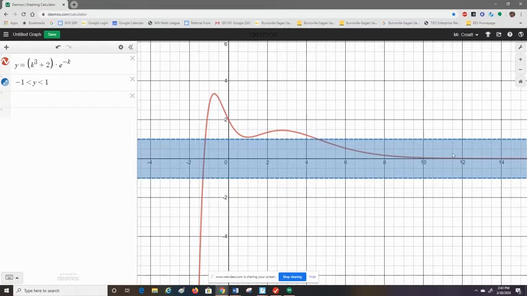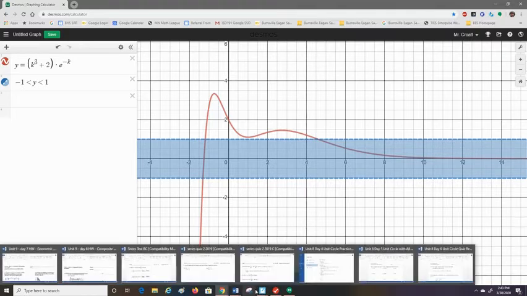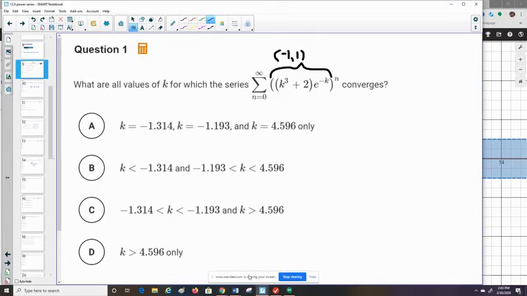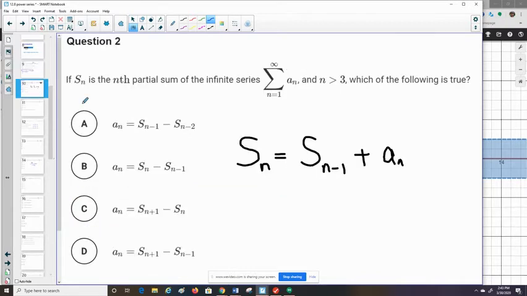And then everything greater than 4 point something, hard to tell, 4.6 or 7 or something like that. Obviously, on a calculator, you get more precise than what I am getting just by looking at it visually, but looks like this is the one, a small window around -1, and then for values of k that are bigger than 4.596. I'm going to lock in for that one.